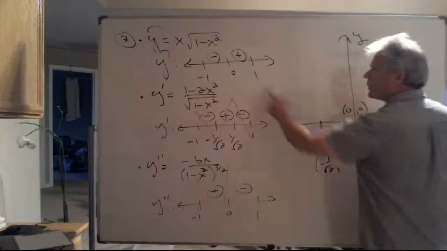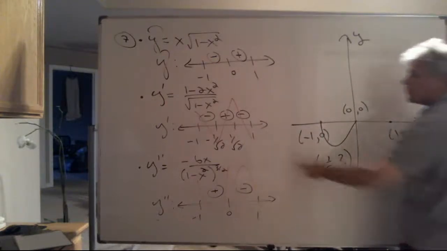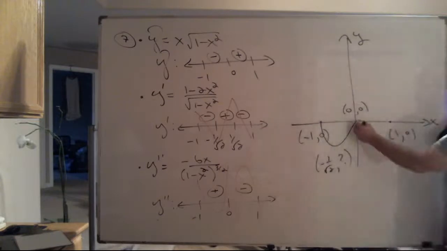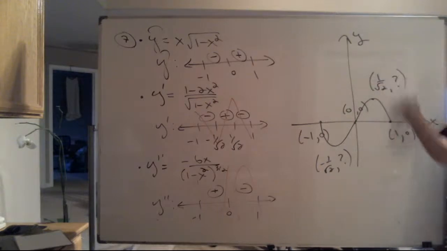Pass through the origin, but then I'm entirely above the x-axis in the right-hand plane, but change from concave up to concave down. I had the same x value, but this time it's just positive, leaving the y value for you.